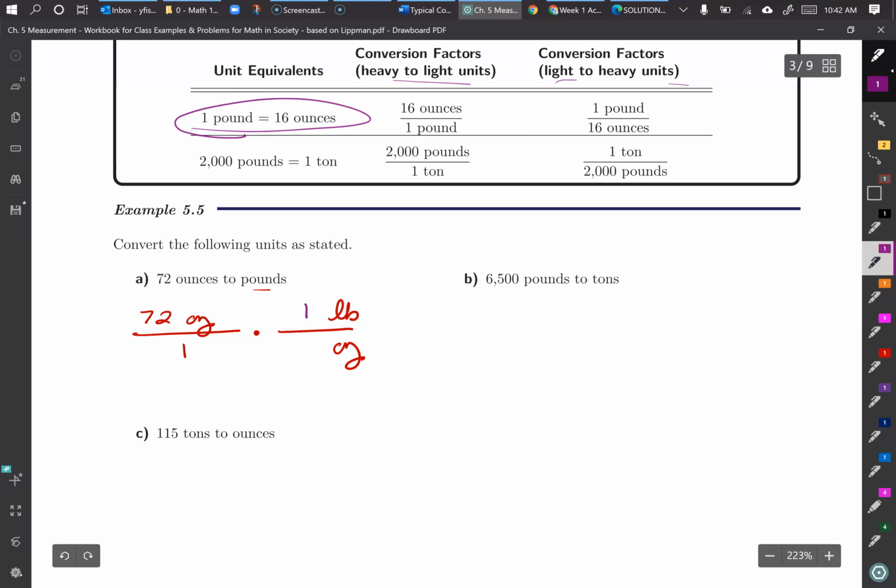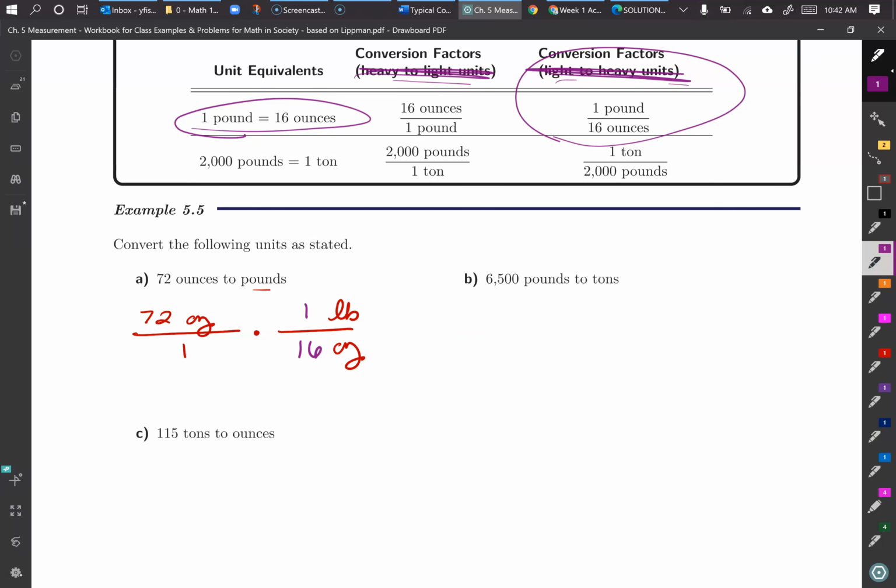So I know 1 pound to 16 ounces. It so happens I am going from a lighter unit, or think of it as a smaller increment, describing the same amount of weight really. So you're going to have a smaller number of the larger unit there.